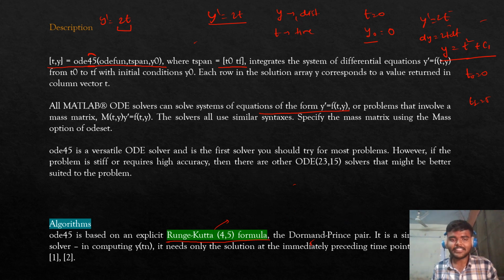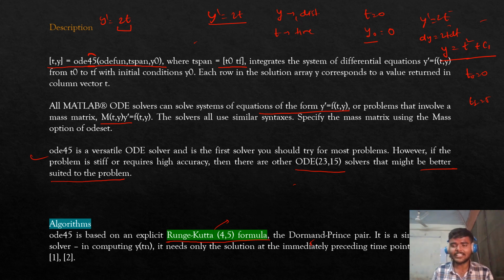So all problems that involve a mass matrix, I will tell later what this mass matrix is. So we'll be writing like this only: y dash is equal to f of t, y, or problems that involve a mass matrix. Specify the mass matrix with the mass option of ODE. And this line is showing that there are other functions also, ODE23 and ODE15, that will give you better results than this if you want high accuracy.